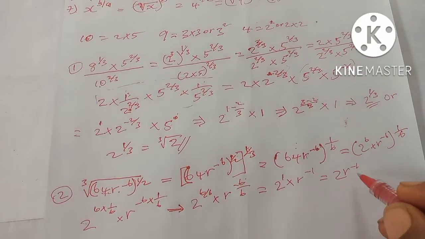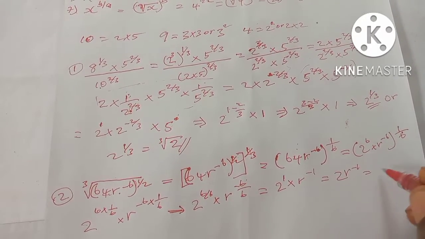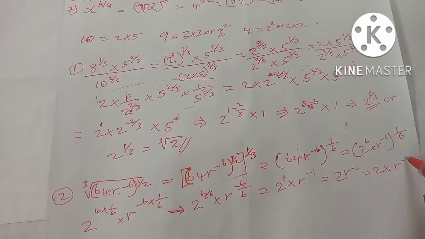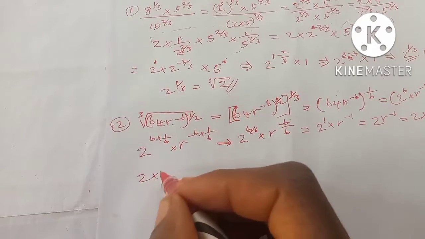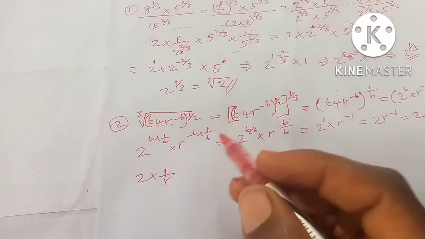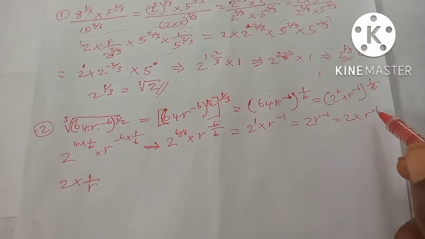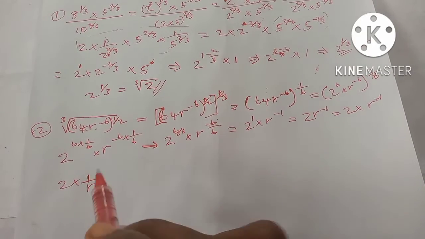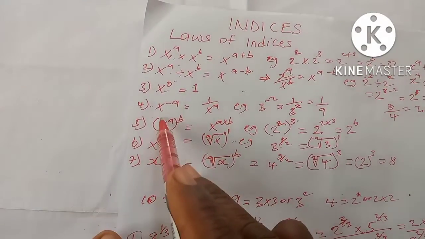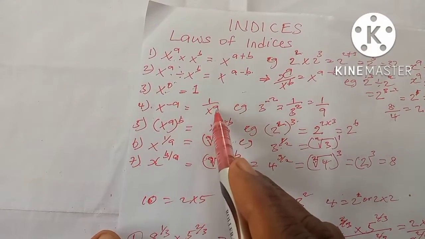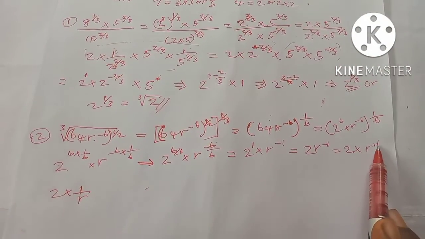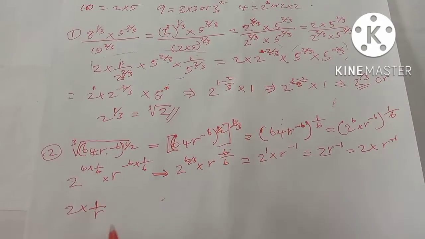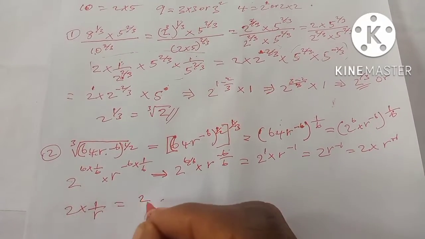Remember that 2 r to the power negative 1 can be written as 2 times r to the power negative 1, which is also equal to 2 times 1 over r. Remember, r to the power negative 1 can be written as 1 over r. That is from the fourth law: x to the power negative a is the same thing as 1 over x to the power a. So r to the power negative 1 is the same thing as 1 over r. So our final answer is 2 over r.